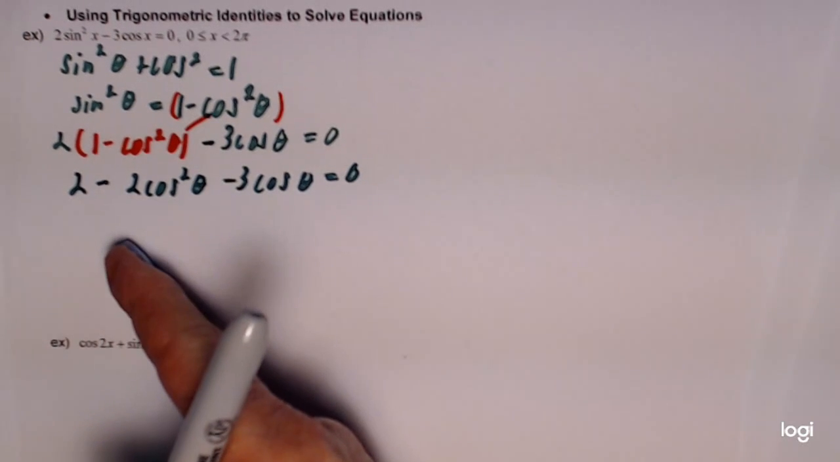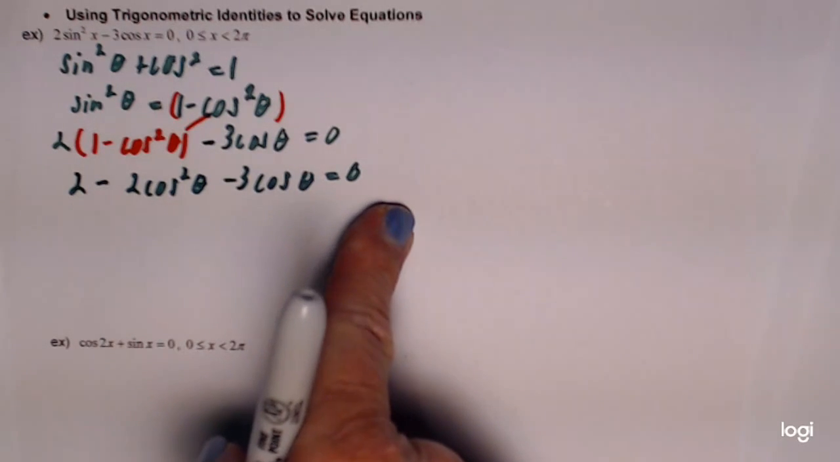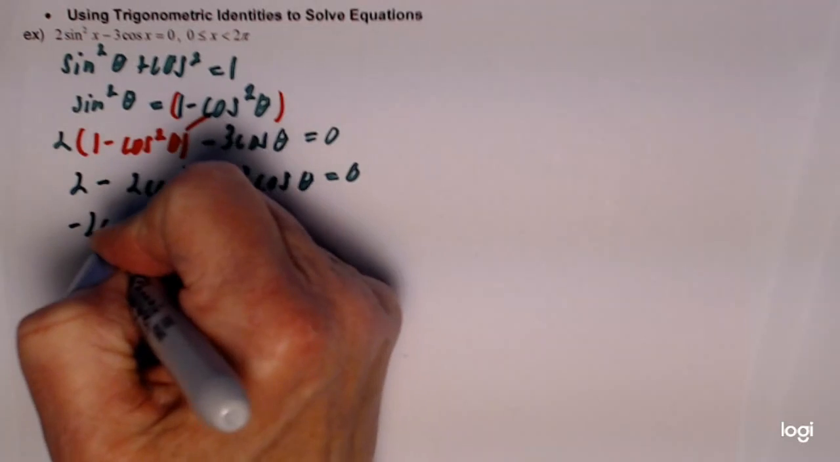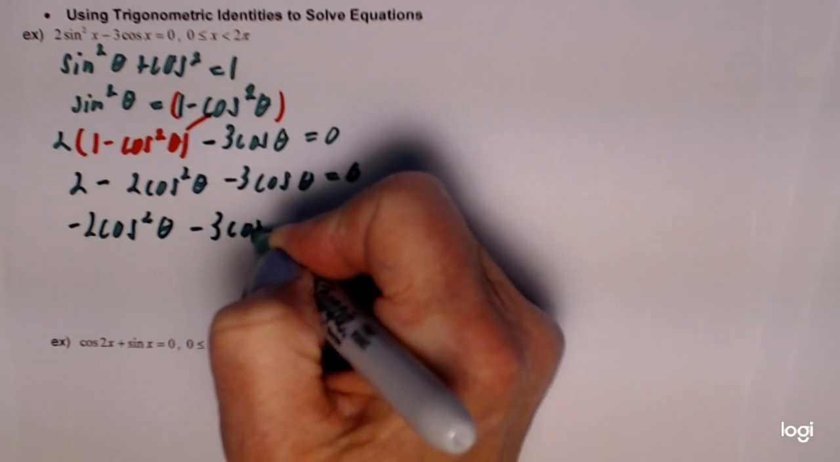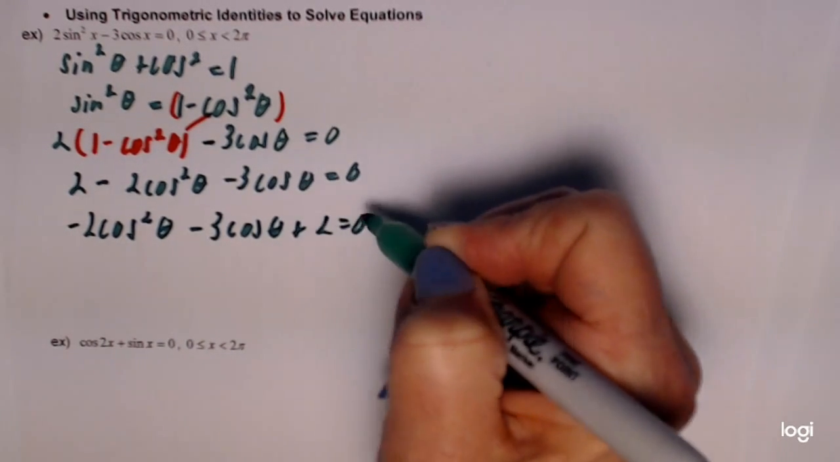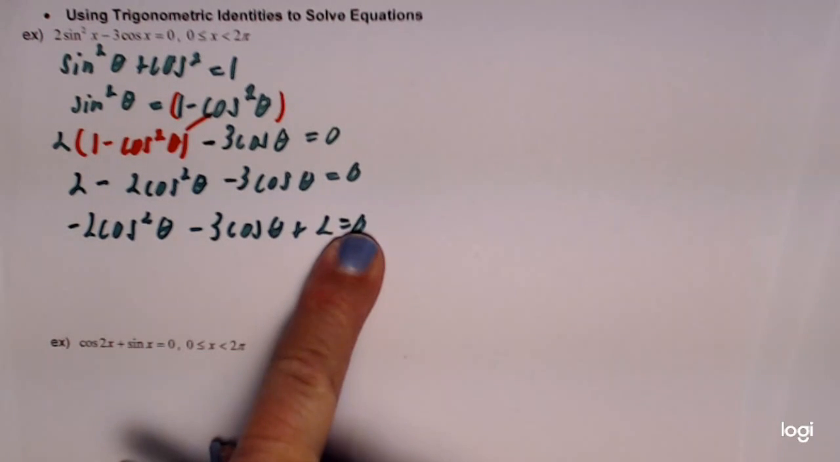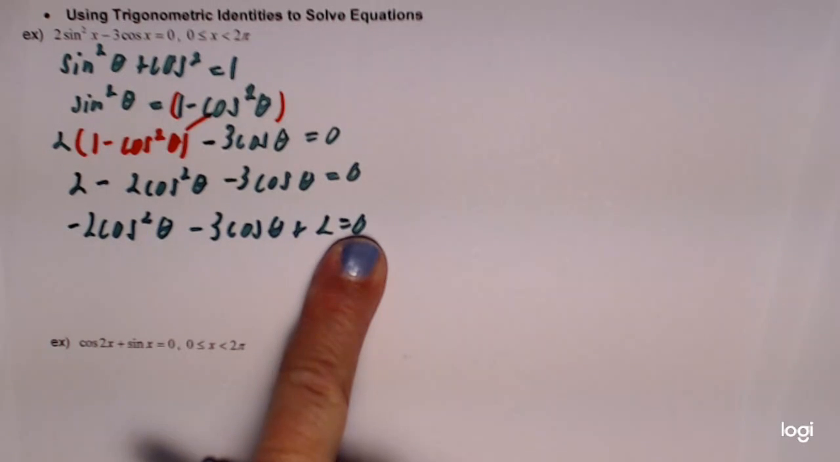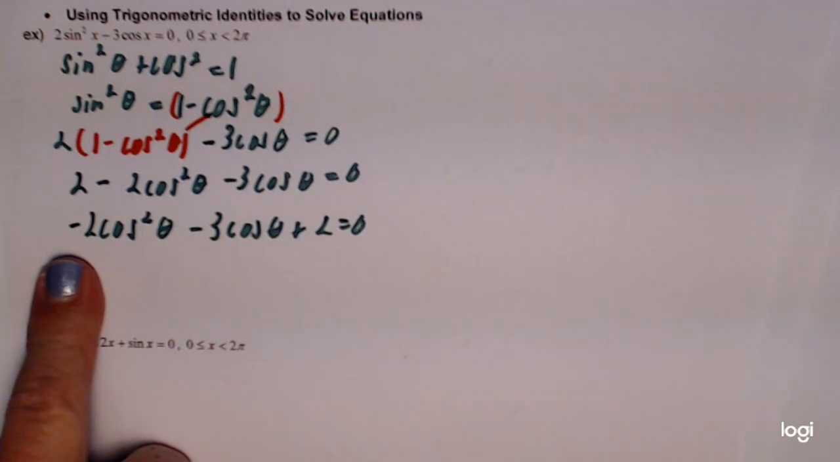I'm going to put this in the form, since we can see we have a quadratic, of decreasing exponents with this minus 2 cosine squared theta first, then minus 3 cosine theta, plus 2 is equal to 0. So I just rearranged the equation here in order of decreasing exponents to get it in a factorable form. And when it comes time to factoring, I personally don't like to factor when the leading coefficient here is negative.